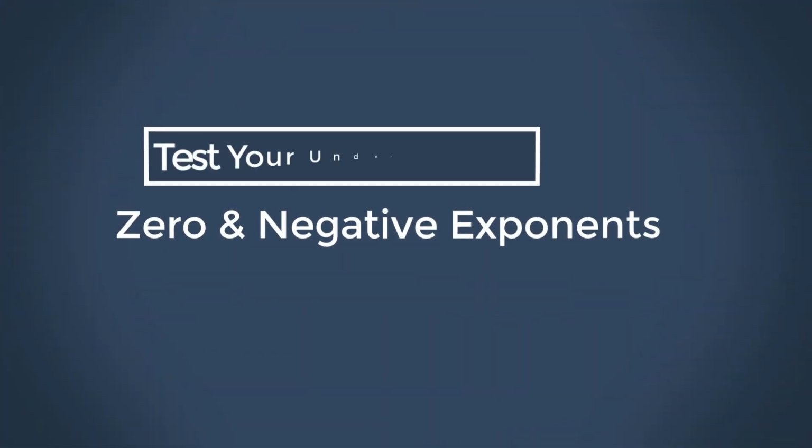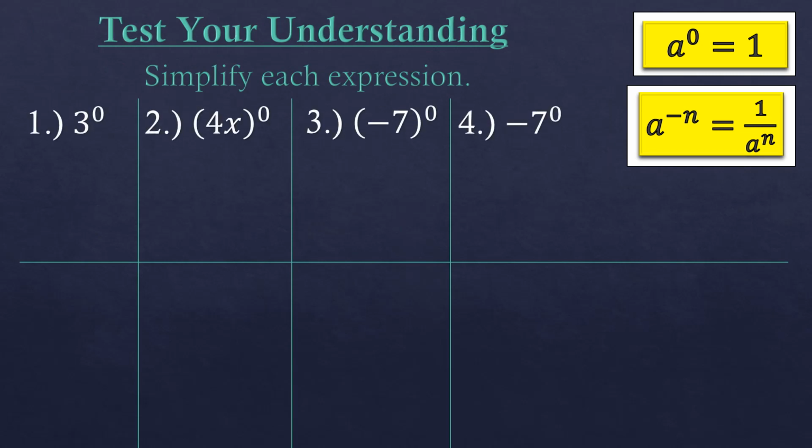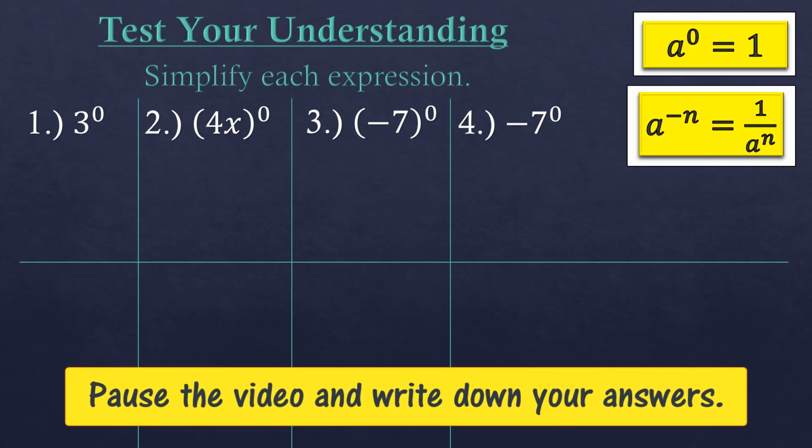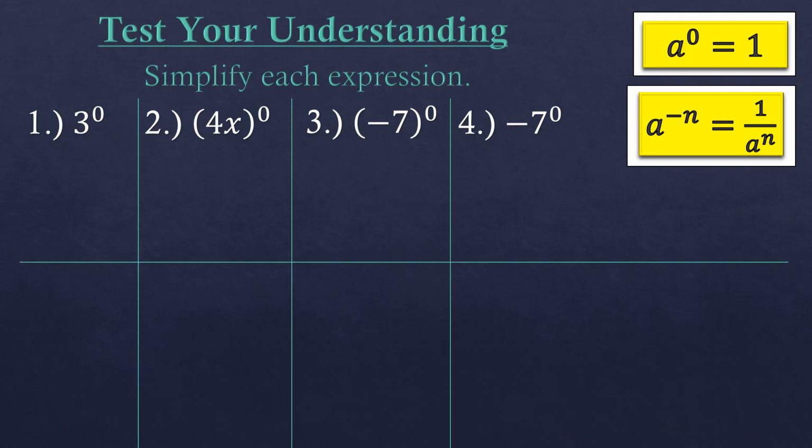Now that you know the exponential rules for zero and negative exponents, take a moment to test your understanding. Let's begin with problems 1 through 4. Pause the video and think about the answer to each problem. Let's see how you did.